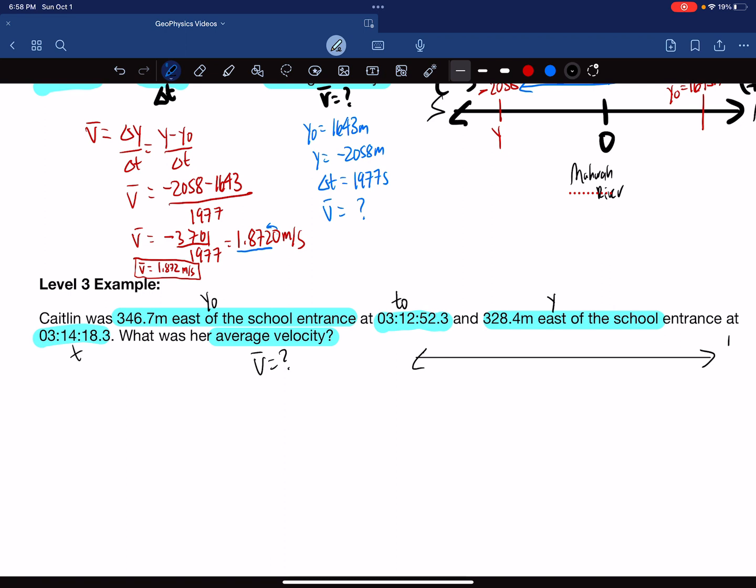Set up our coordinate system. We can make that positive and negative. And we'll make east positive and west negative. And we'll put a 0 in. And that 0 represents the school entrance.